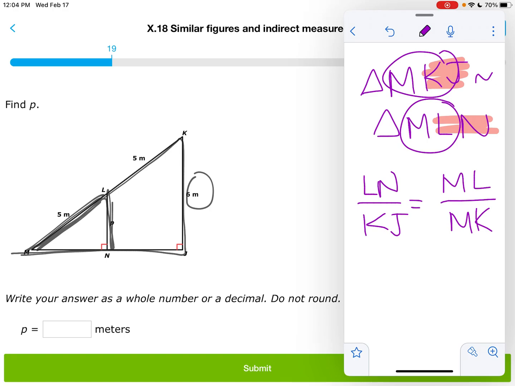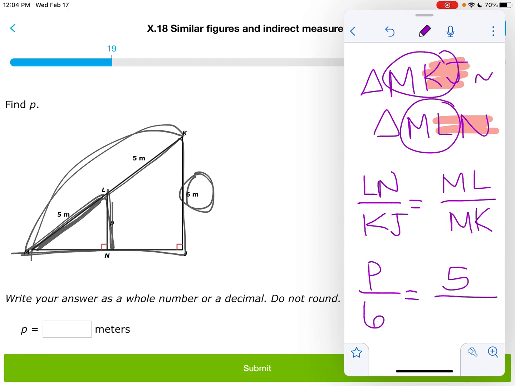Alright, now let's plug our numbers in. LN is really P, and KJ we found is 6. And that's equal to ML, we know is 5. But now we want to know MK. We want to know this whole length. We need to take 5 plus 5, which gives us 10.